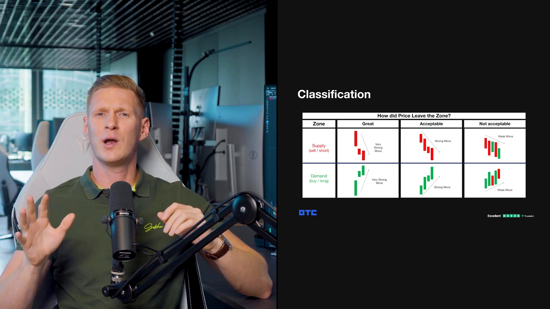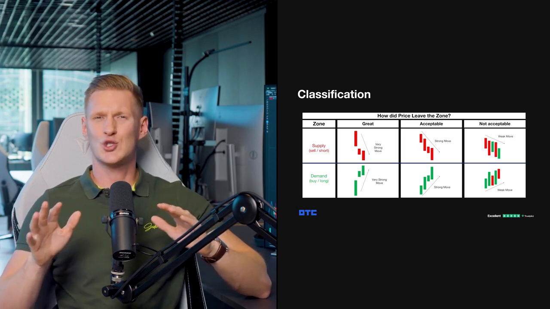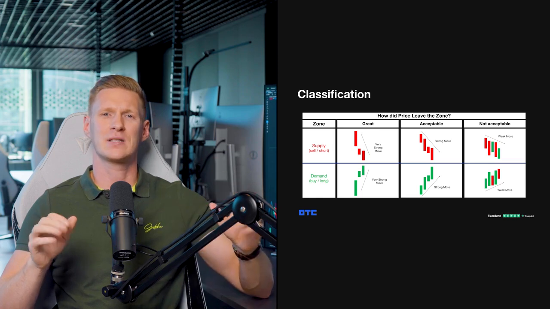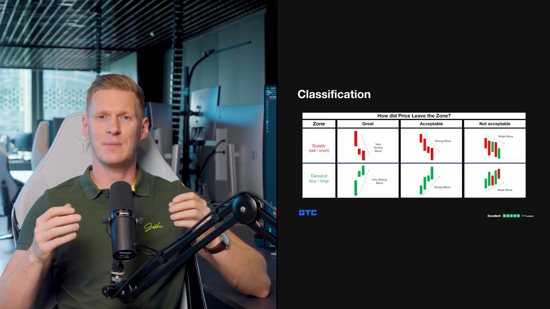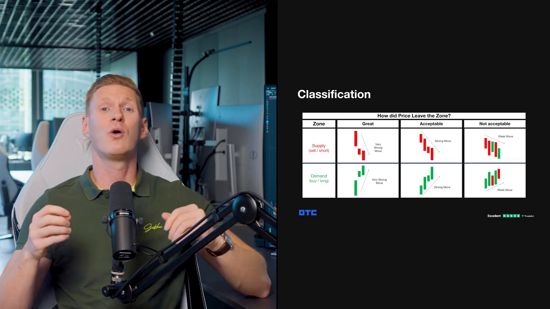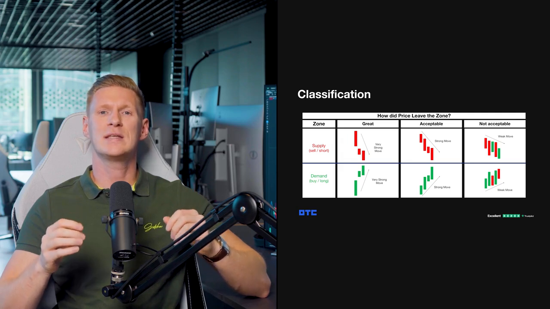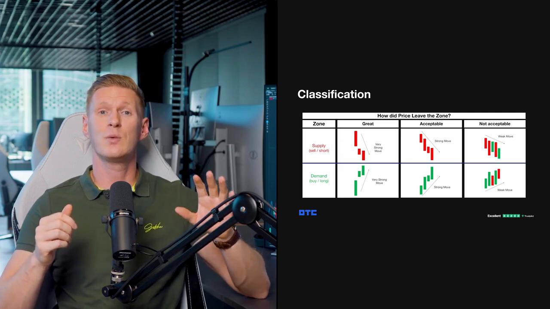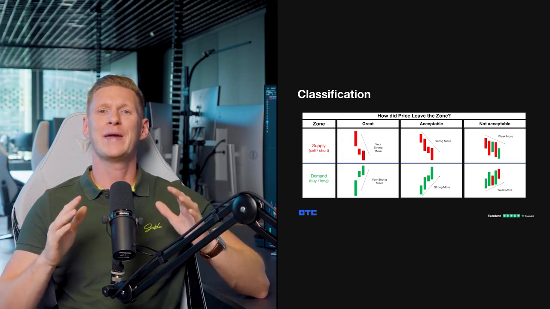A poor quality leg out, however, is a different story. Imagine a weak, choppy movement that barely covers ground. Instead of a sharp push, the price seems to stair-step its way down for supply or up for demand. This type of leg out lacks the urgency and imbalance we associate with institutional activity, making it unacceptable for a high probability trade. Let us now look at some real-life examples during another practical application.